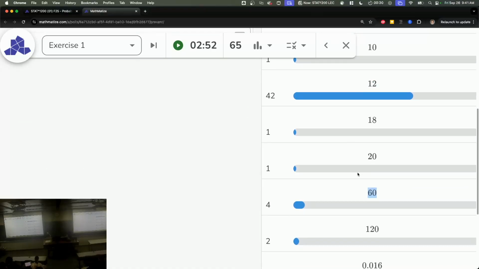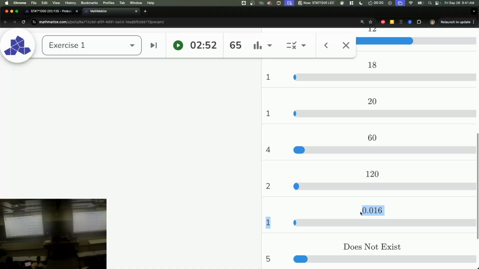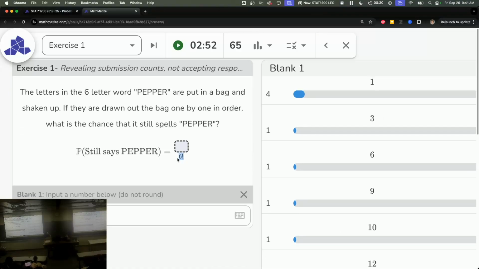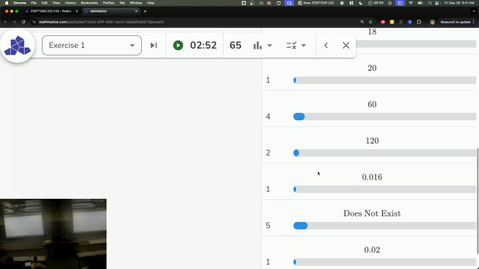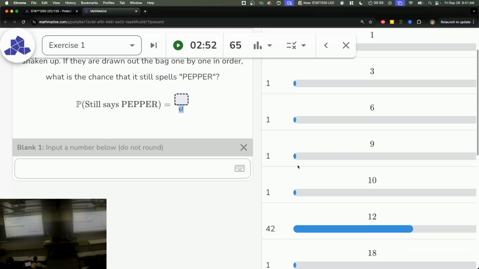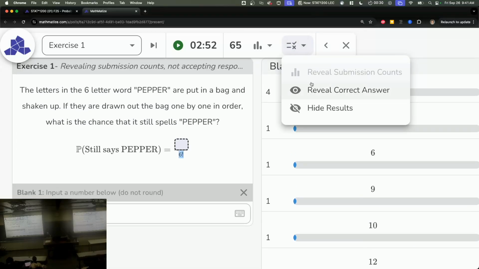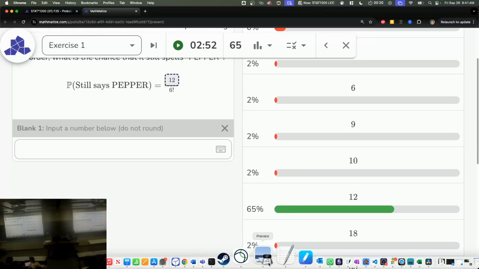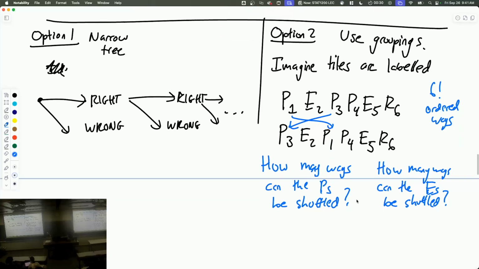60, also very popular. Maybe if you wrote this, you calculated the whole probability and didn't see the divided by 6 factorial on the bottom there. And some people said does not exist. Very good. The right answer is 12. So 65% of people got it right. Why is it 12? That's because of counting the P's and the E's.